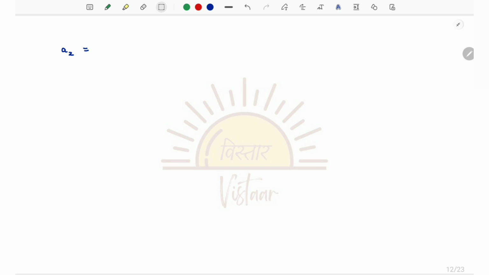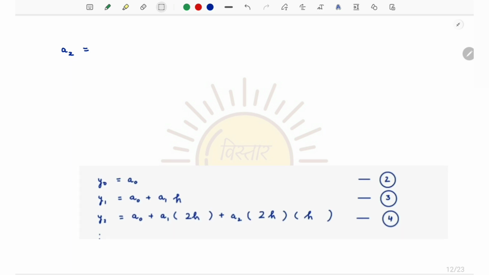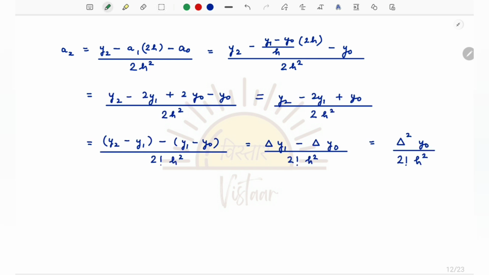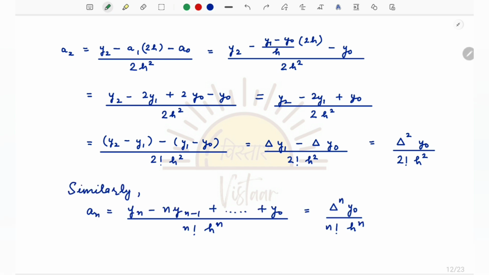Next we have to find a2 using the second, third and fourth equations. We will get a2 as (y2 minus a1 into 2h minus a0) by 2h square. Let's solve it further. Here I have replaced a1 by (y1 minus y0) by h and a0 by y0. Therefore, we finally get a2 as delta square y0 divided by 2 factorial multiplied by h square. Similarly, we can calculate the value for an.